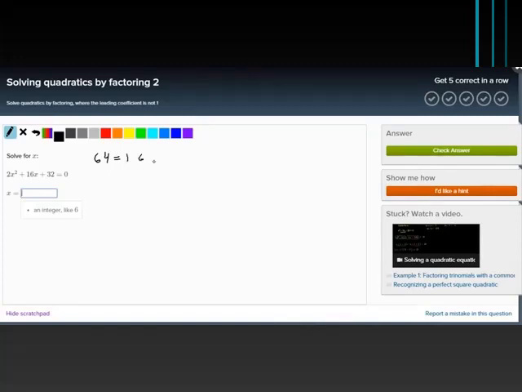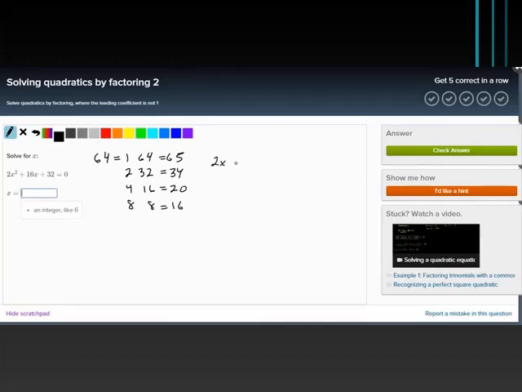So 1 and 64, 2 and 32, 4 and 16, and 5 doesn't work, 6 doesn't work, so we've got 8 and 8 as the next numbers. So those are the ones that work. I'm going to add them together now. So 1 and 64 is 65, 2 and 32 is 34, 4 and 16 is 20, 8 and 8 is 16. 16 is the one that I want, and I want a positive 16. So those are the numbers I'm going to use.